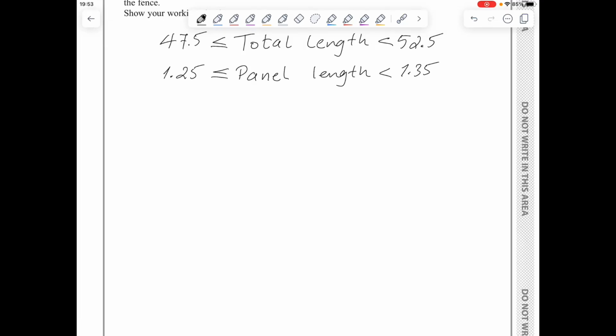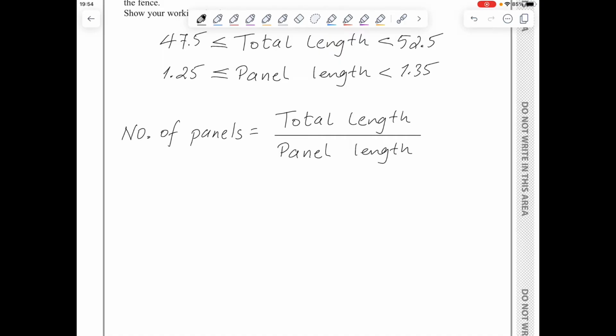Now the number of panels is equal to the total length divided by the panel length. Now if this is not an integer, then I'll have to round up because I'll have to buy that amount of panels. So the lower bound for that is equal to the lower bound for the total length divided by the upper bound for the panel length. This is 47.5 divided by 1.35, which is equal to 35.2. Therefore, we must buy 36 panels.